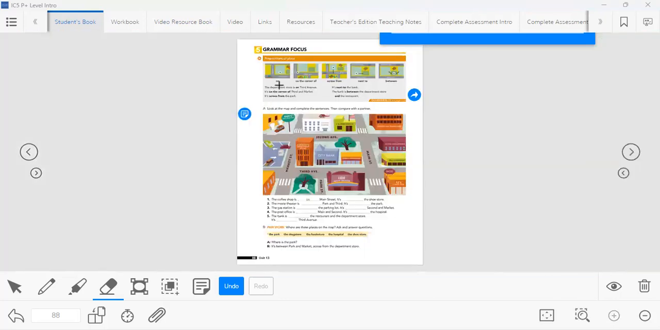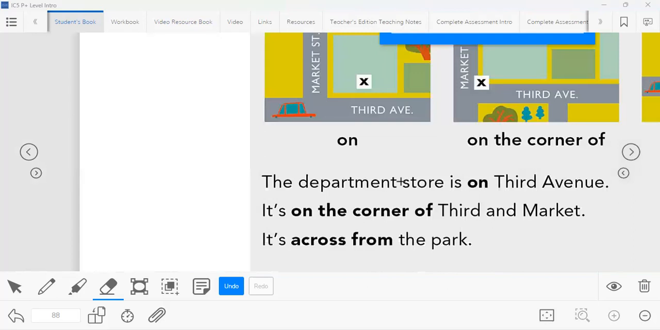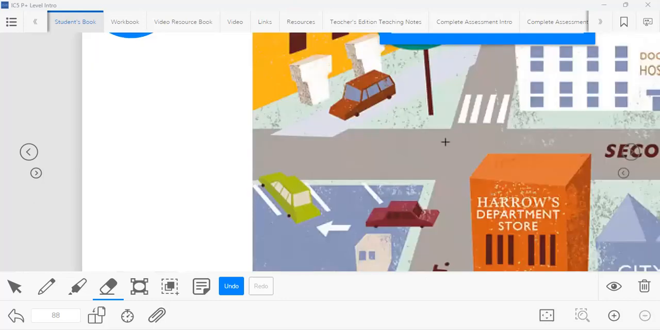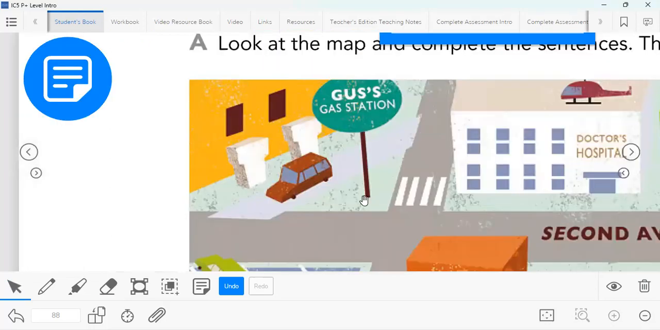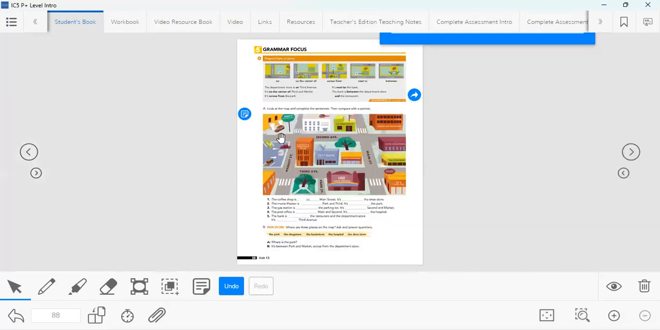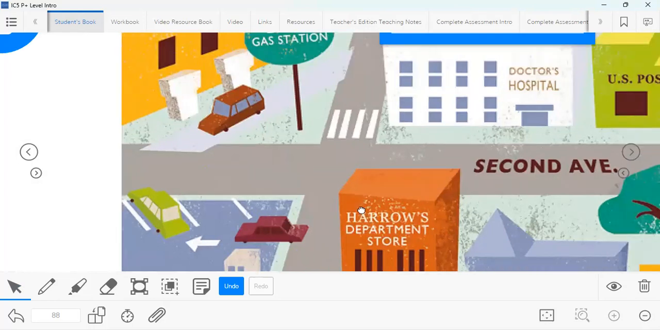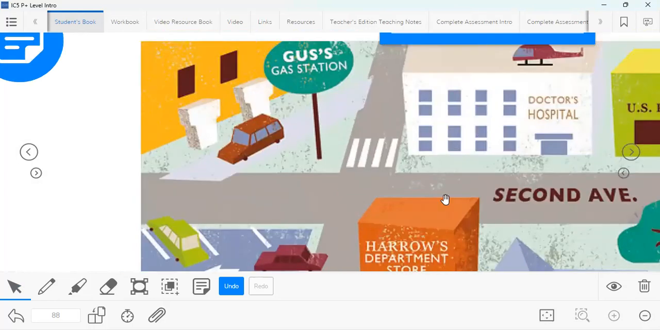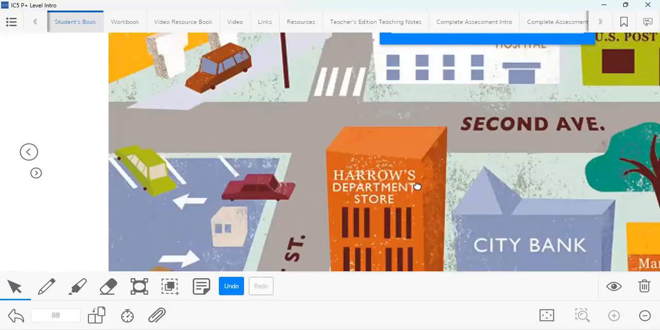Using this expression, Mr. Rivera, just the first, on, okay? The first expression. Can you tell me where is Goose's gas station? Goose gas station is on the corner of Market Street and 2nd Avenue. Okay.